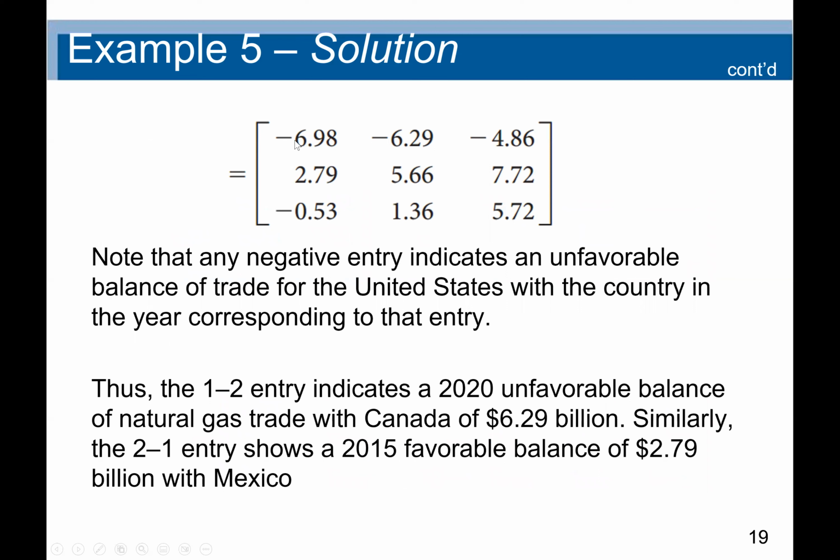Now we can see that the negative section means the country, again, imports more goods than it exports. So here they say we should know that any negative entry indicates an unfavorable balance of trade for the United States with the country in the year corresponding to that entry. In a sense of economics, again, we want to make sure we export more than we import.